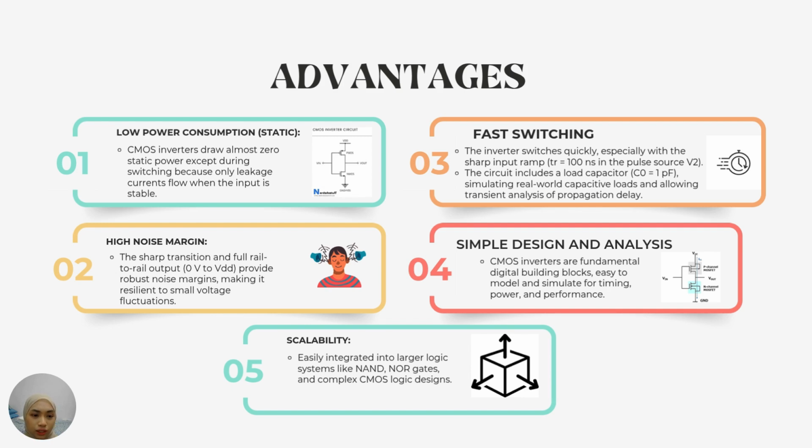The second one is high noise margin. The sharp transition and full rail-to-rail output, 0 to VDD, provide robust noise margin, making it resilient to small voltage fluctuation. The third one is fast switching. The inverter switches quickly, especially with the sharp input ramp. TR equal to 100 nanosecond in the pulse source V2. The circuit includes a load capacitor C0 equal to 1 fF, simulating real-world capacitive loads and allowing transient analysis of propagation delay. The fourth one is simple design and analysis.